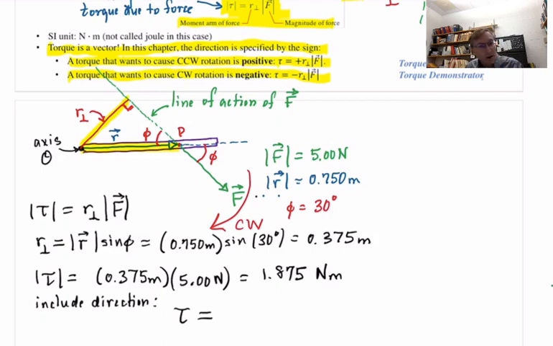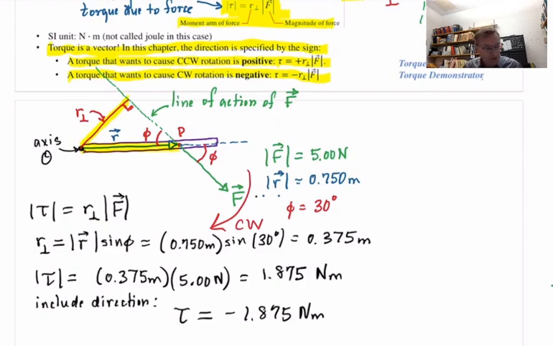Would it rotate counterclockwise? Then the torque is positive. Or would it rotate clockwise? Then the torque is negative. Well, we already explained that we need to be able to visualize that it would rotate clockwise. That's a negative torque. So my final answer for the torque due to this force is negative 1.875 Newton times meter. Okay? And we have just done our first torque calculation.